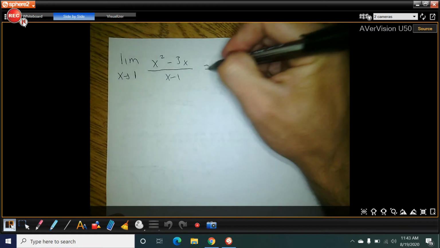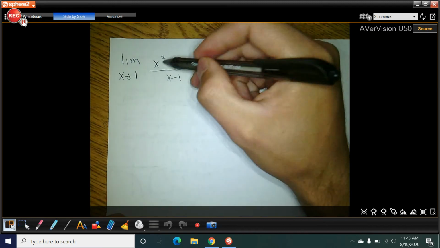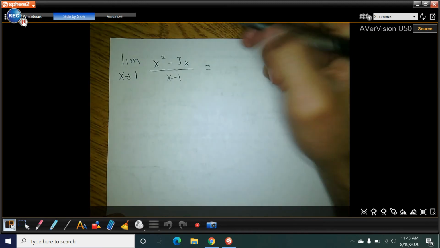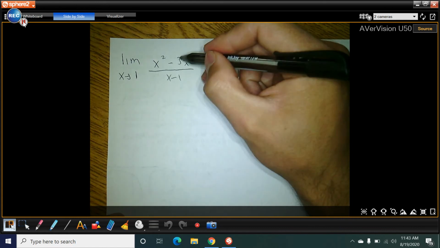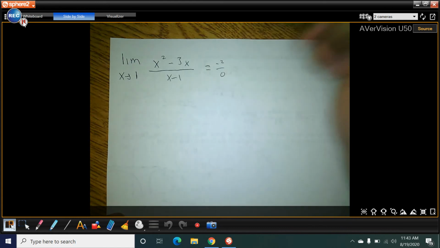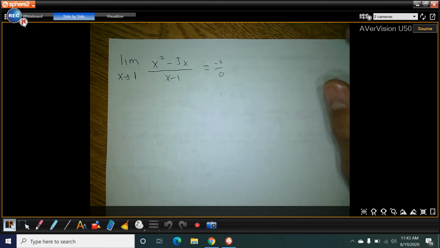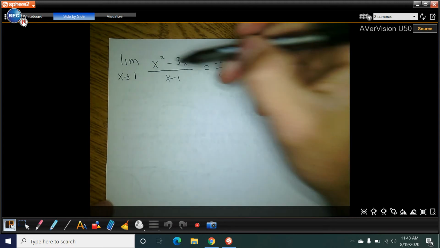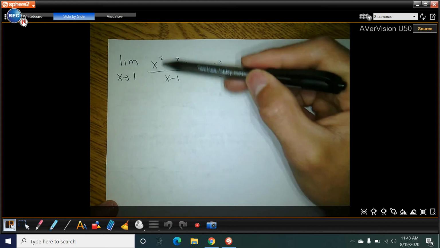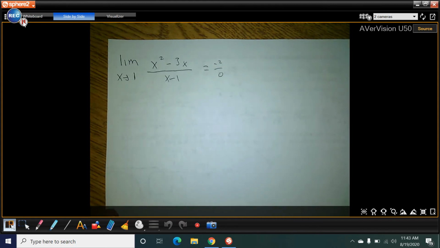So the very first thing I'm going to try to do is just plug in 1. If I plug in 1, we're going to get 1 squared minus 3, which is negative 2 over 0. So that lets me know, hey, there's a problem here. I honestly don't see anything that I can factor in the denominator or the numerator that is going to cancel anything with the denominator. So maybe none of my algebraic techniques are going to help me here. So maybe graphing this would be a good idea.